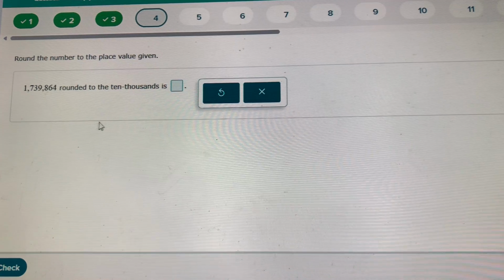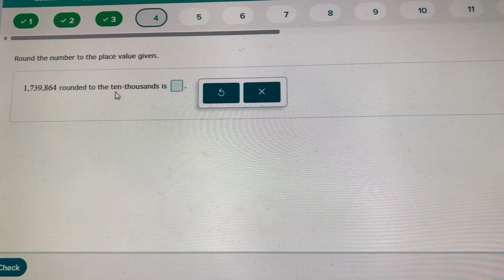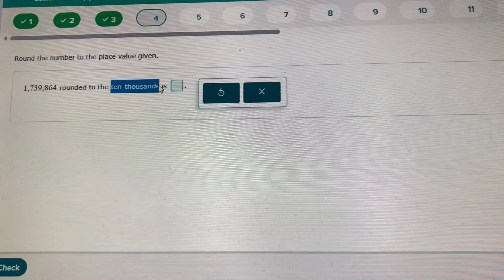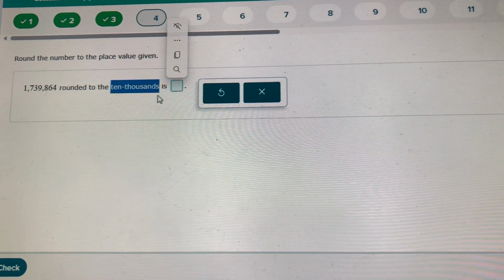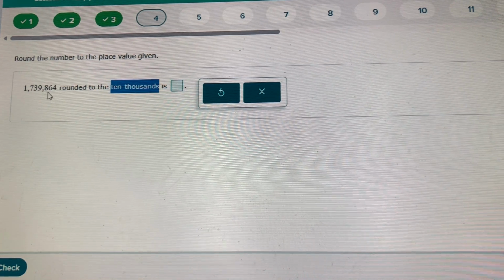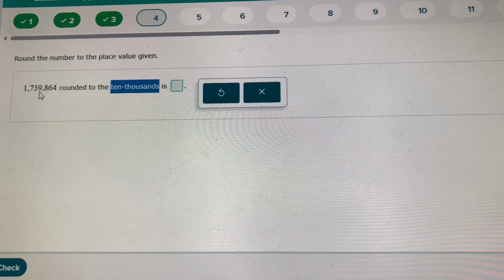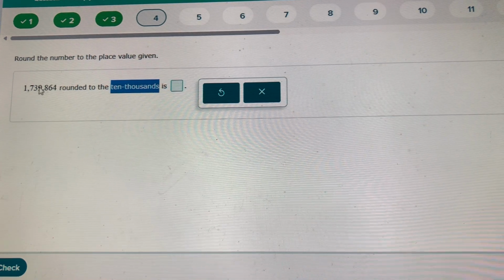Okay, another thing we did in chapter 1 was rounding to either a large number or to a small decimal number. This wants it rounded to the 10,000s, not thousandths, but thousand. So it's ones, tens, hundreds. The first number after the comma is thousand, and then 10,000s right there. So whatever number you stop at, everything in front of it's going to stay the same.